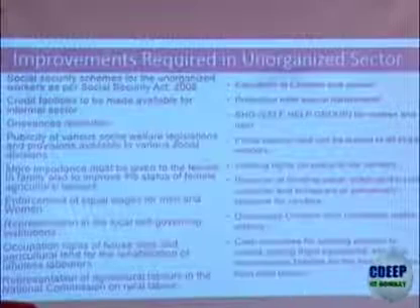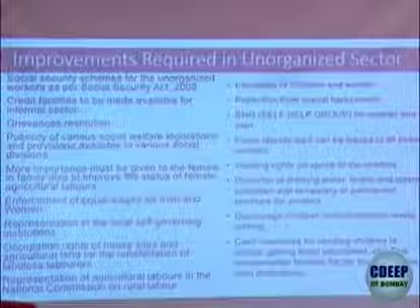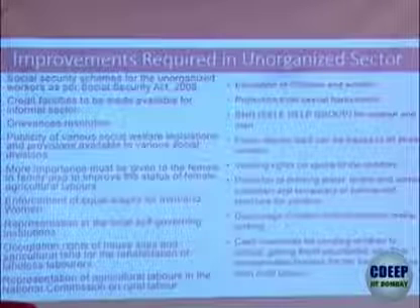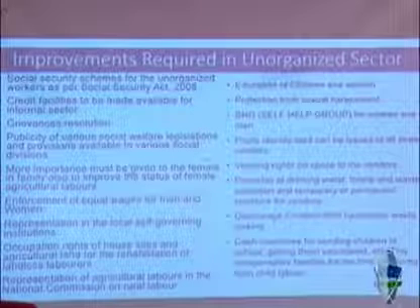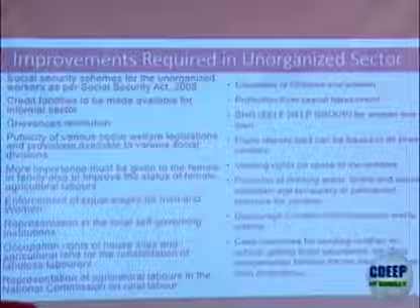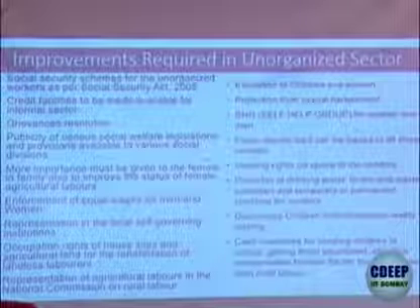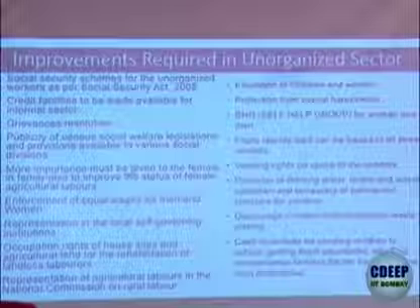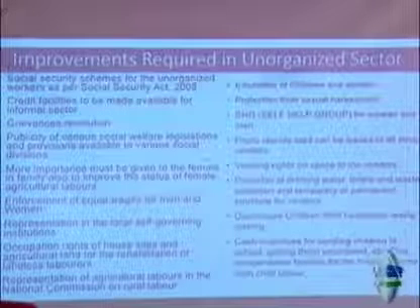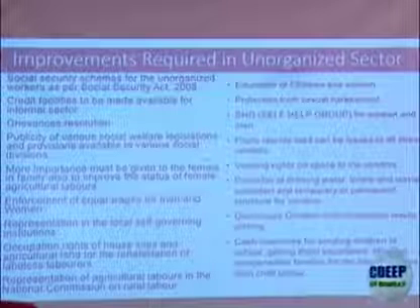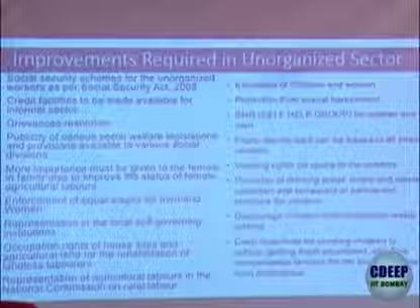So these are some improvements required in the unorganized sector. Social security scheme for the unorganized sector. The Social Security Act is there, so the government has a responsibility to apply that and keep an eye on it. Credit facilities to be made available for the informal sector to start new businesses as well as to expand their current businesses. The government should resolve grievances, and publicize various social welfare schemes like the minimum wage scheme. There are schemes from the government, but people are not that aware of them, so there is a need for publicity of such schemes.